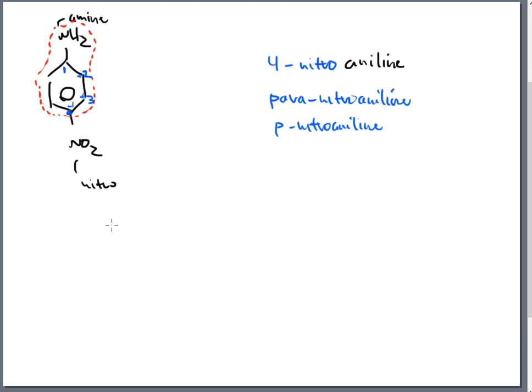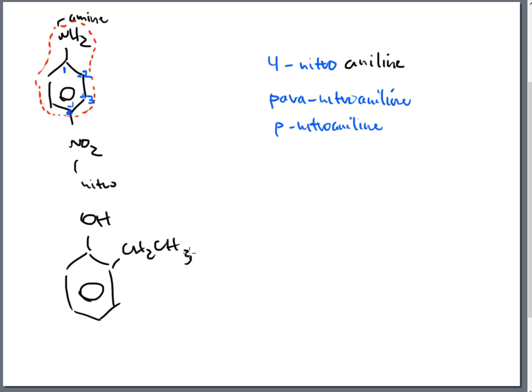All right, let's take a look at another example. This time I'll have a benzene ring. And let's put an OH here and a CH2CH3 group here. Name it. Push the pause. Test yourself. Can you do it?